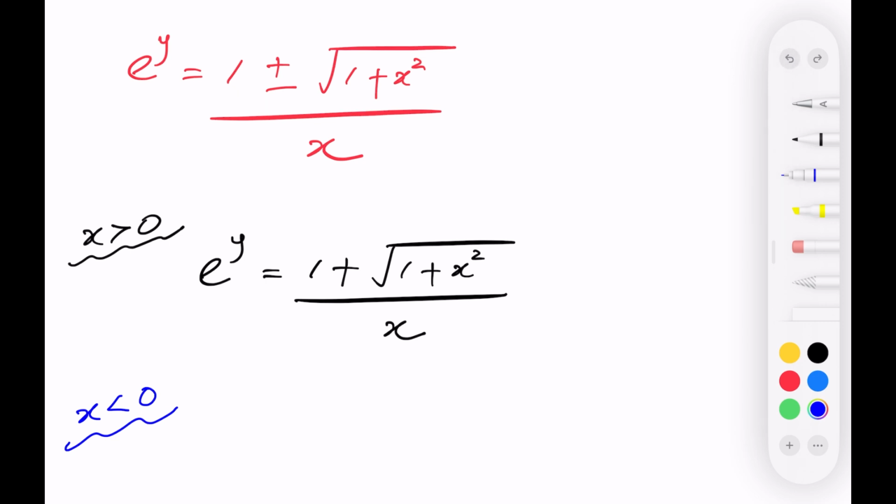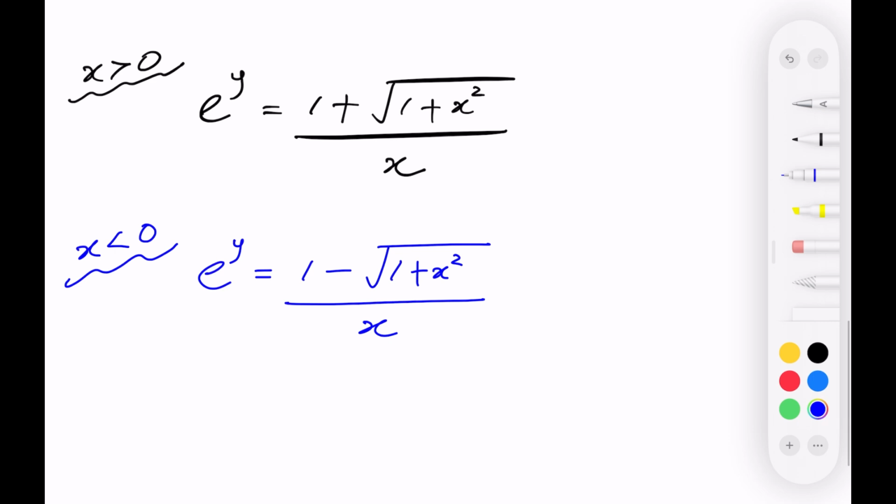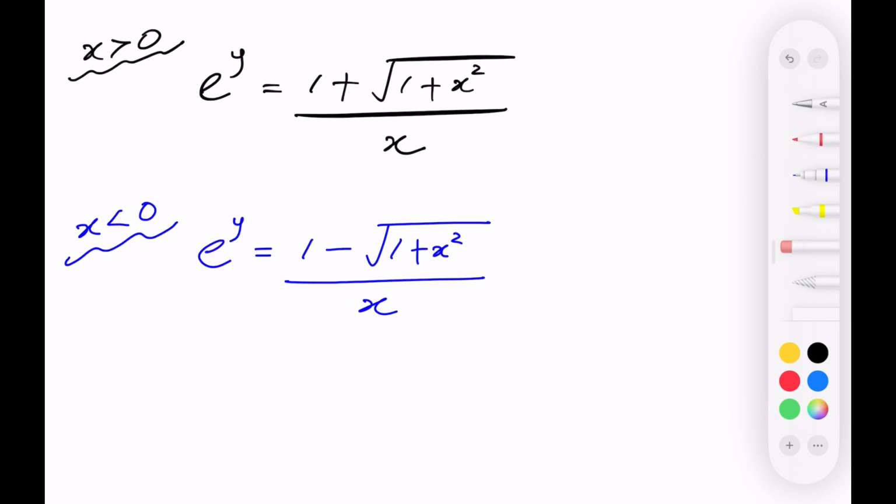Therefore, I need to select the negative symbol in that case because 1 plus x squared, for all values of x, is going to be larger than 1. For the entire numerator to be negative, I'm going to select the negative symbol when x is less than 0. Therefore, let me write down e to the y as 1 minus square root 1 plus x squared, all of that divided by x. This is for the case where x is less than 0. So we have two functions basically, but this is not all.